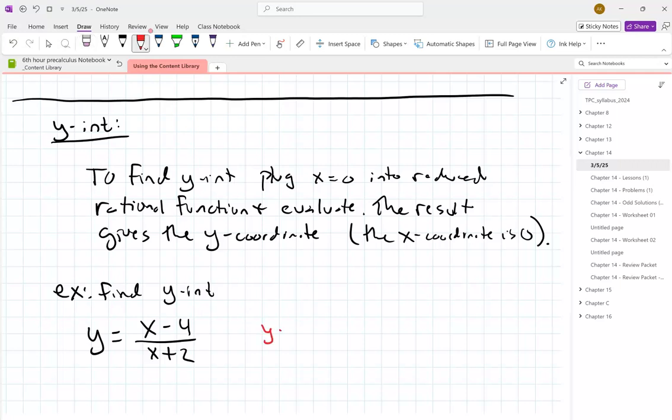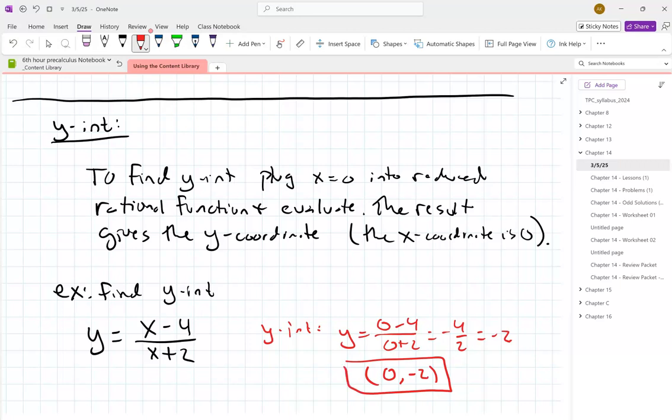So for my y-intercept, we're just going to plug 0 in for x. So I got -2. So my y-intercept is at 0, -2. Everybody's cool? No big deal, right? Easy peasy.